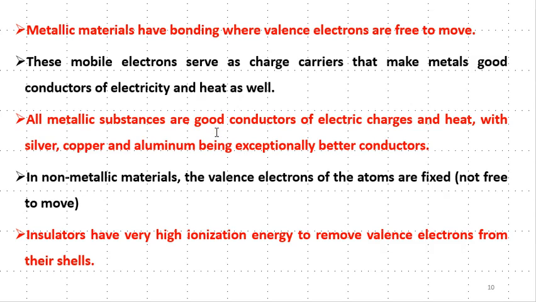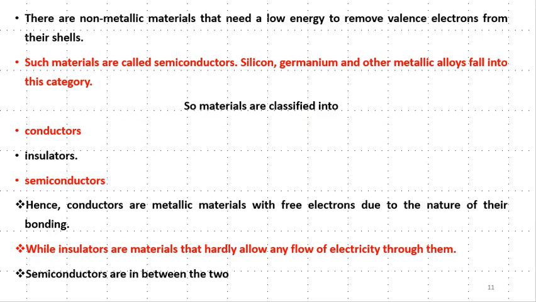All the metallic substances, we know they have free electrons because of metallic bonding, and they are categorized as conductors. But silver and copper and aluminum are exceptionally better than other metals. And non-metallic materials, as I've already explained, don't have free mobile electrons moving from one atom to another. They are fixed, so therefore they are termed insulators. But in the insulators, the energy is very, very high. In the semiconductors, the energy is moderate, in between the two.